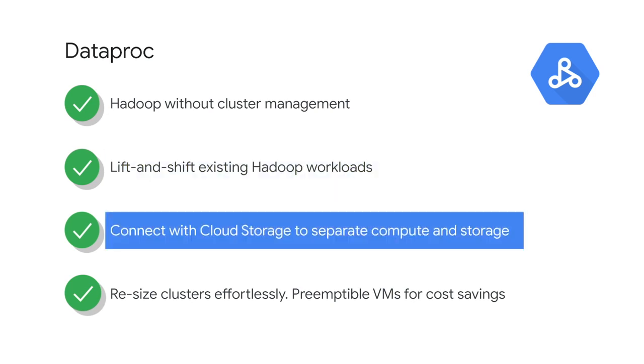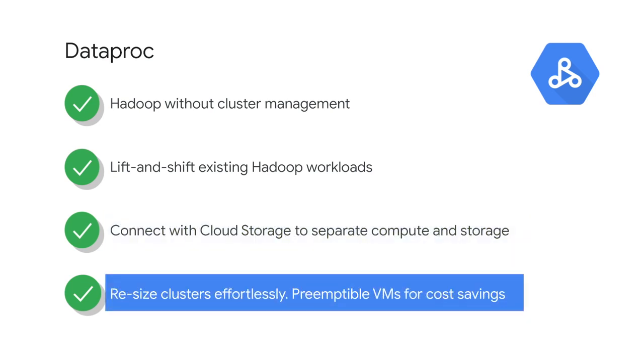You can connect Cloud Dataproc to Google Cloud Storage and unlock the benefits of both scale and cloud economics. You get to provision a cluster per job if you want to, and shut the cluster down when you're done. Lastly, your clusters are customizable, which could include auto-scaling and preemptible VMs so that you get cost savings.